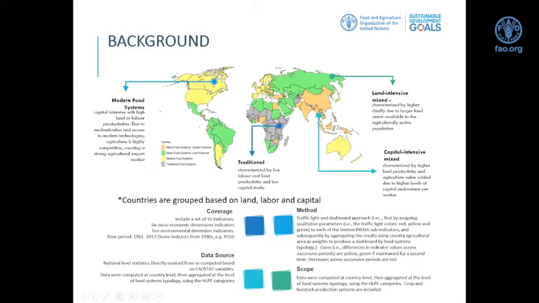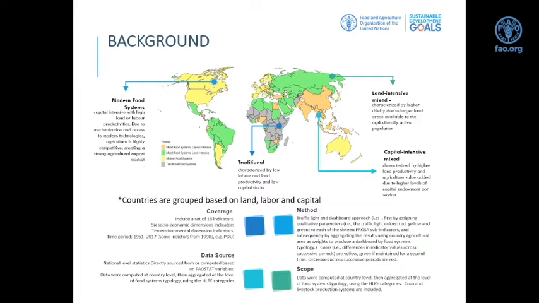So the characterizations of the different farm system typologies are that the traditional farm system typology is characterized by low labor and low productivity and low capital stocks. The land intensive mixed typology is characterized mostly due to its higher expansion of agricultural land, whereas the capital intensive mixed are characterized by higher productivity coming mostly from a higher use of agricultural inputs, and the modern are characterized by high land and labor productivities due to high mechanization and access to modern technologies.